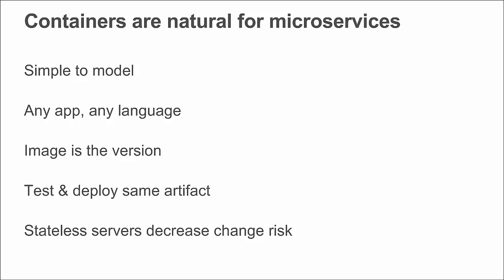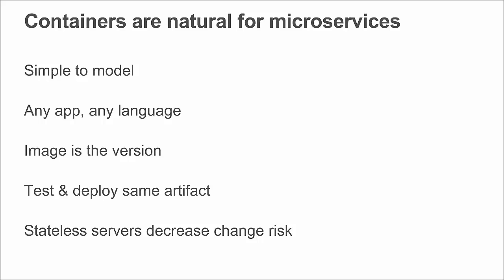And so containers are really natural for this pattern of microservices. It really makes it simple to model. The application and all the dependencies are packaged into an image using a Dockerfile. And that supports any application, any language. And that image is just a versioned artifact that can be stored in a repository just like your source code. This makes applications easy to test and deploy because they are the same artifacts.